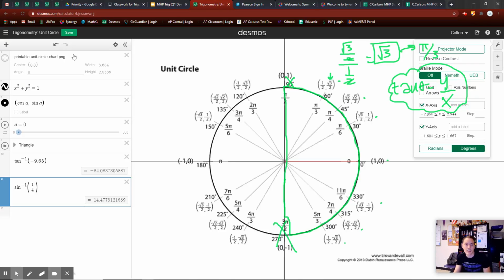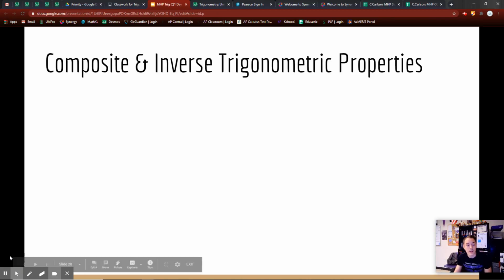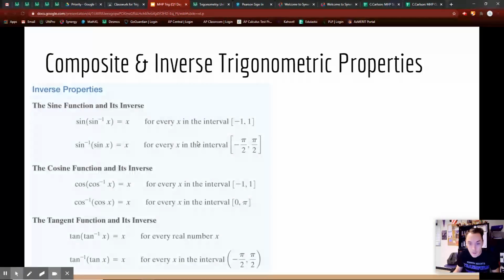Okay, awesome. Now, let's get to composite trig functions. I'm going to give you all this and explain it, and after I explain it, we're going to get to review some composite functions. This slide is very important. If I were you, I would write down every single bit of this slide.